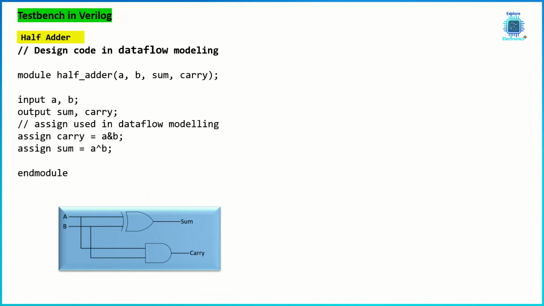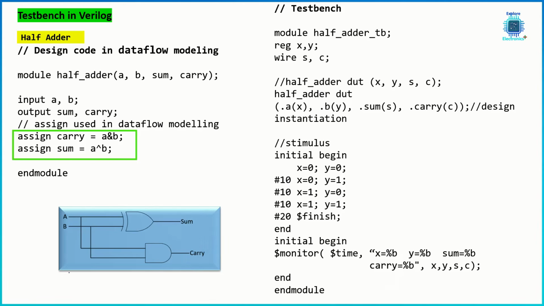Then coming to the test bench in Verilog, the half adder design will be designed using assign statements like this, and the test bench will be having the variables which are input and output ports as in the design. You can see input A and input B and output sum and carry become wires and registers in the test bench. Inputs become registers and outputs become wires. After that we need to instantiate our design module, the half adder, over here.